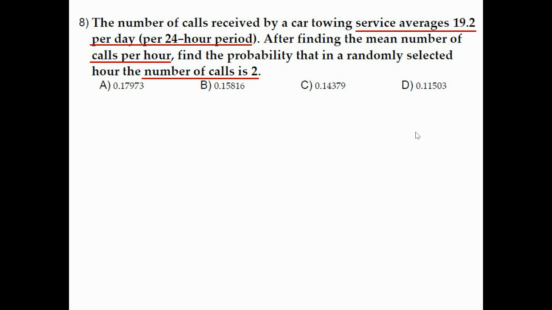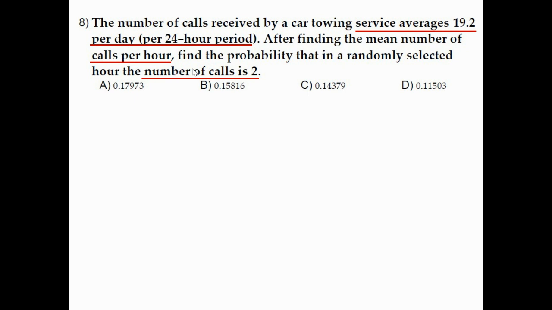The number of calls received by a towing service is 19.2 per day. And a day has 24 hours, we know that. He says, after finding the mean calls per hour. So what I'm going to do is, since this is per day, I want to take this mean per day divided by 24, and I'll have the mean per hour. You've got to be cognizant of that.